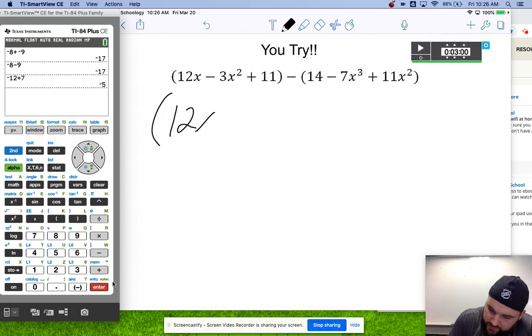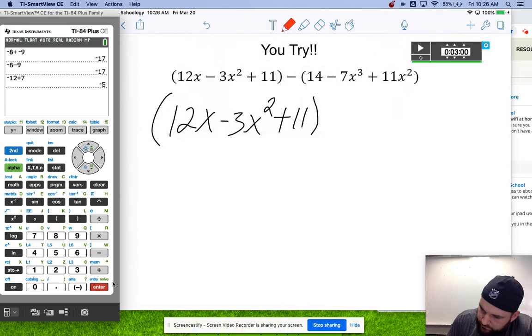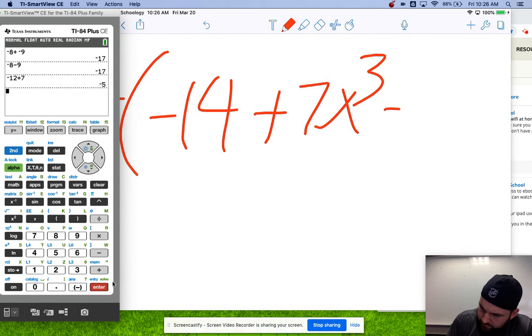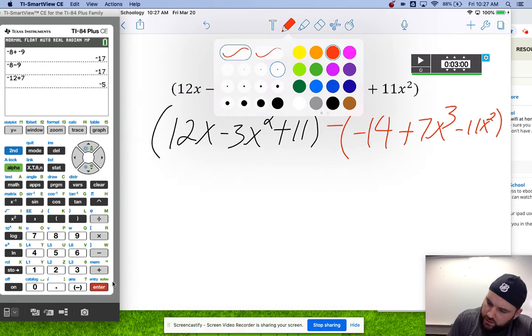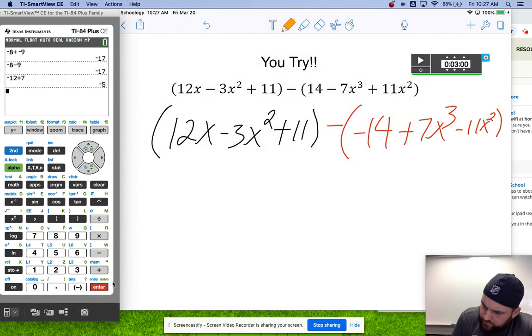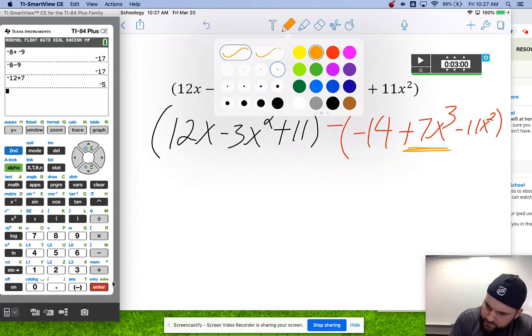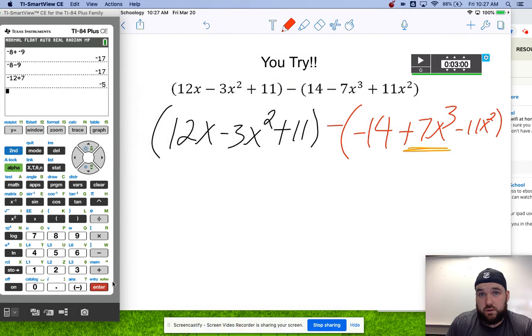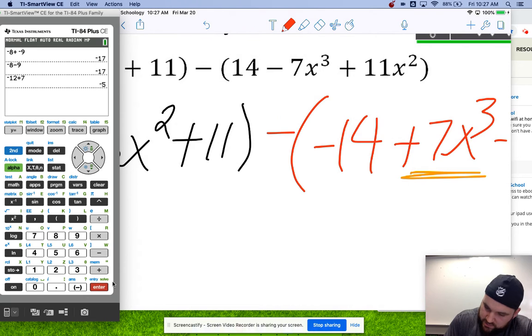So we got 12x minus 3x squared plus 11. And then we switch to minus negative 14 plus 7x to the third minus 11x squared. Okay. Here I've got only 1 x to the third. Whoops. Now, I changed all the signs in the middle, but I didn't change this minus sign. I kept it minus. I need to make sure I change that to a plus. That would be a silly mistake to make.